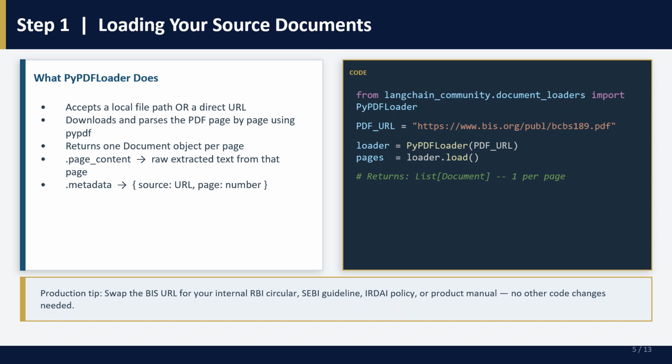Then, why does the page number matter here? Because when GPT gives an answer, we can tell the user exactly which page of the PDF it came from. Okay, so there is full traceability.